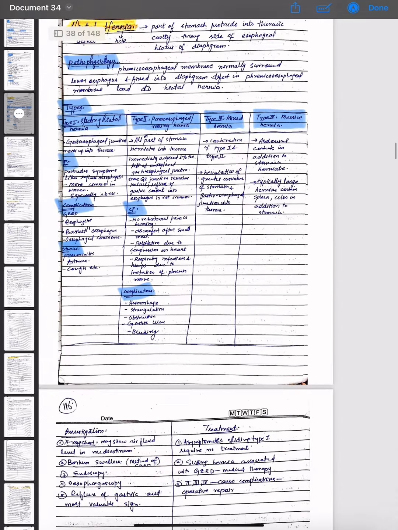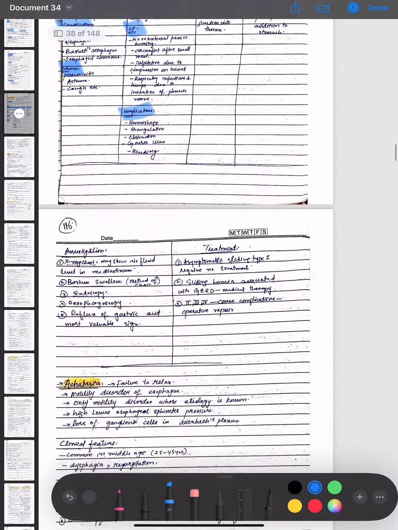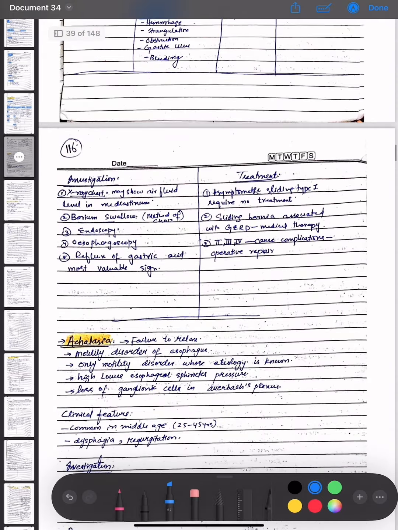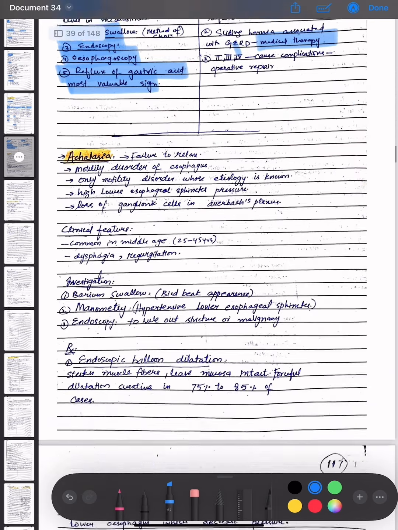Now coming towards the investigations and the treatment options for hiatal hernia. These are: X-ray chest is done, which may show an air-fluid level in the mediastinum. Barium swallow is done. The method of choice is endoscopy, esophagoscopy; reflux of the gastric acid is the most valuable sign. The treatment options are: asymptomatic sliding type 1 requires no treatment; sliding hernia associated with GERD needs medical therapy; and for types 2, 3 and 4, which cause complications, operative repair is required.